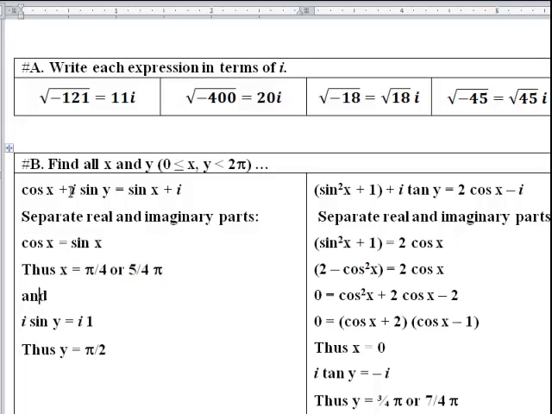And for the other one, where it says i sine y equals i times 1, just to point that out, therefore sine y must be 1, and that happens only at 90 degrees, so y equals pi over 2.